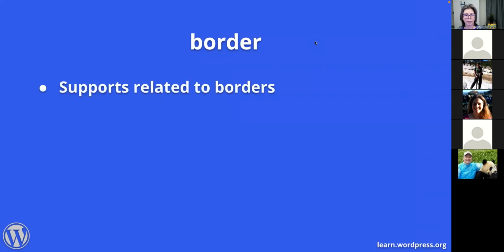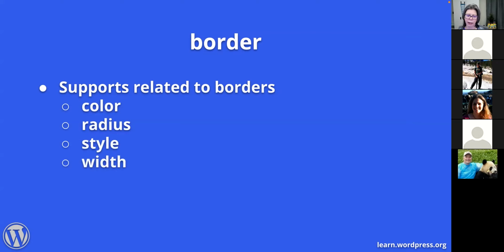So the border section is going to have supports related to adding borders to things. And these include whether you want to have your borders have an option to set a color, to set a border radius, which would give you the ability to have rounded corners, the style, which is like the dash or dot or solid, and the width of that border. So how many pixels or other units wide you would like that to be. So that is one area.